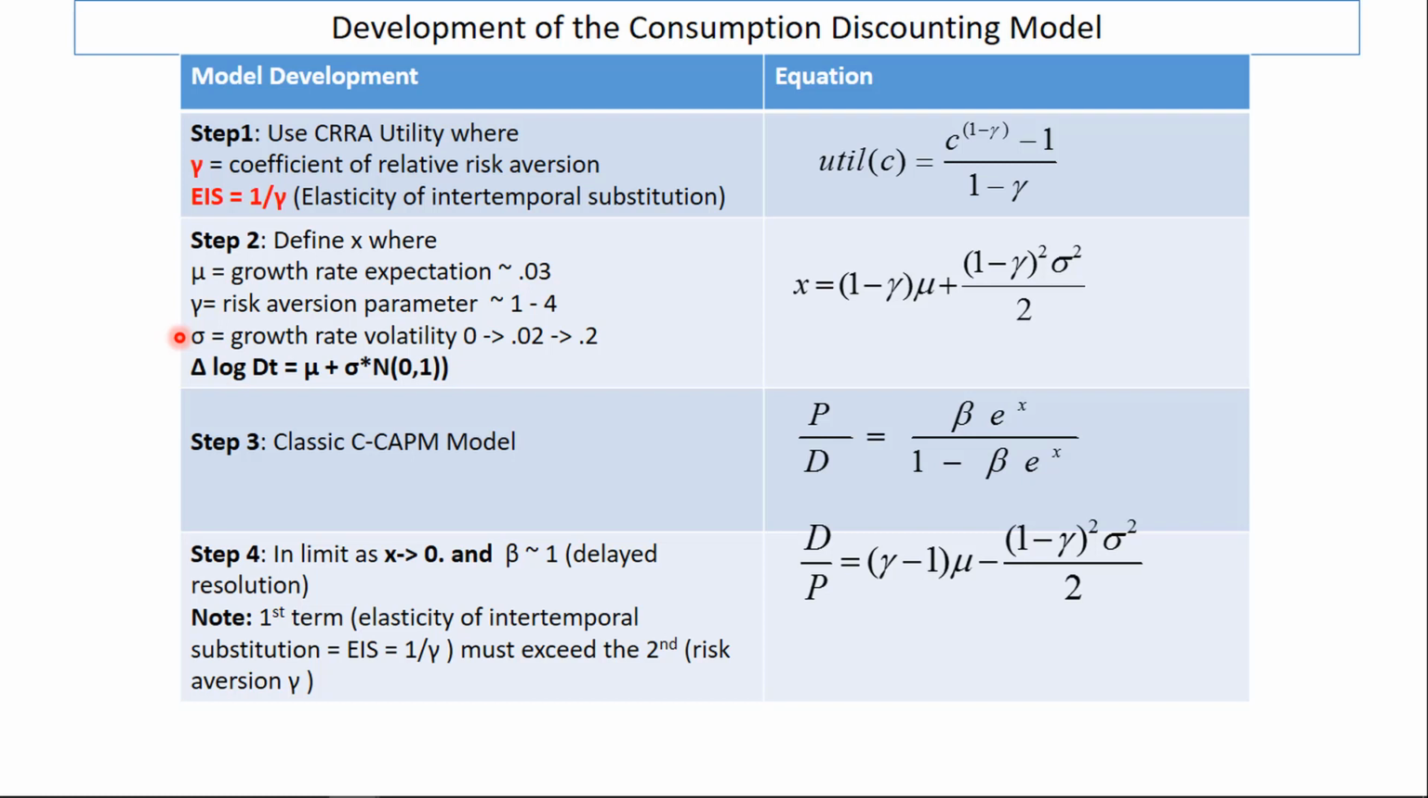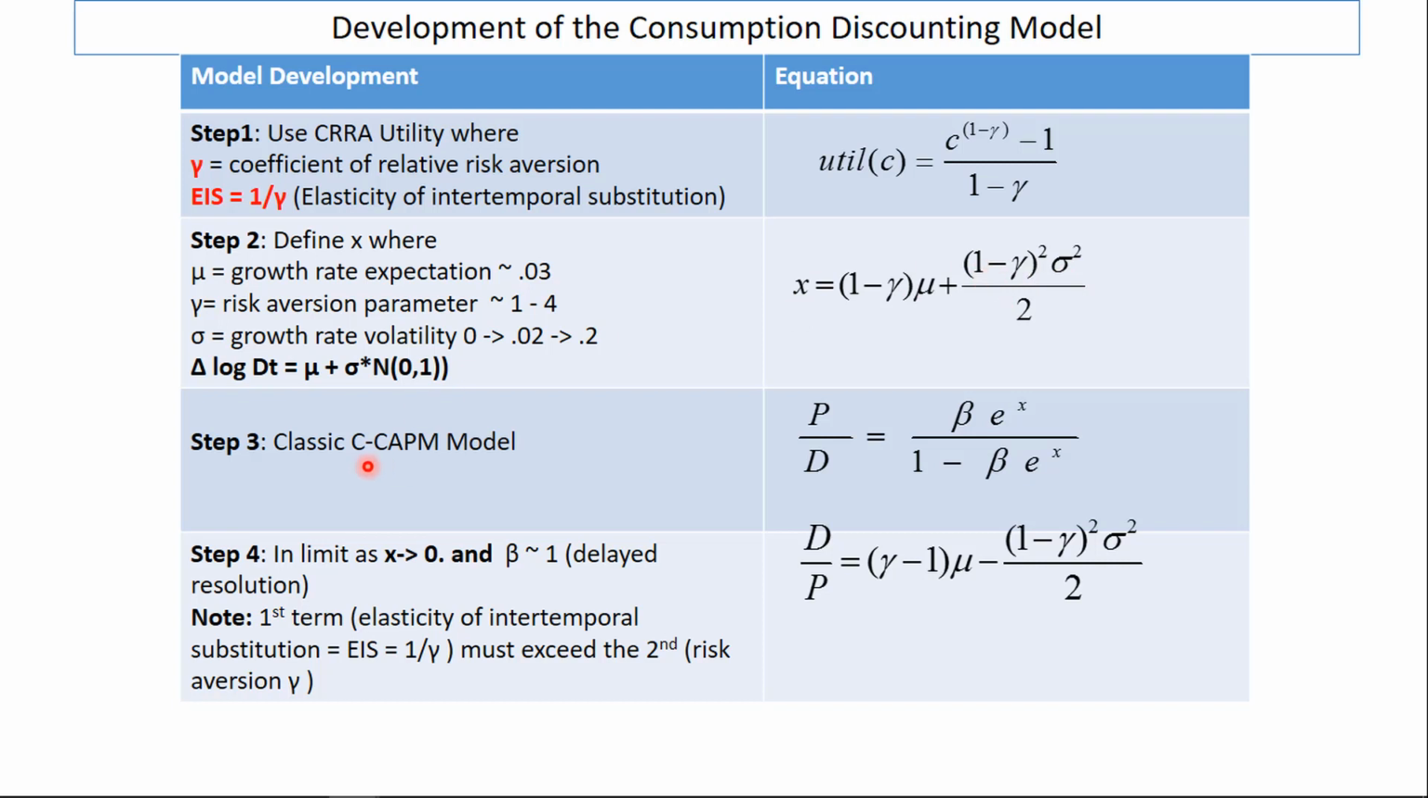in order to even begin to discuss growth rate volatility. The usual volatility is just defined here as the difference in the logs, which is just the mu, the mean growth rate, plus a normalized noise variable characterized by sigma. So then x is (1 minus gamma) mu. This is the term that determines the intertemporal substitution. And the second term considers the risk aversion, the trade-off between risk and risk aversion, in setting x and ultimately the yield.